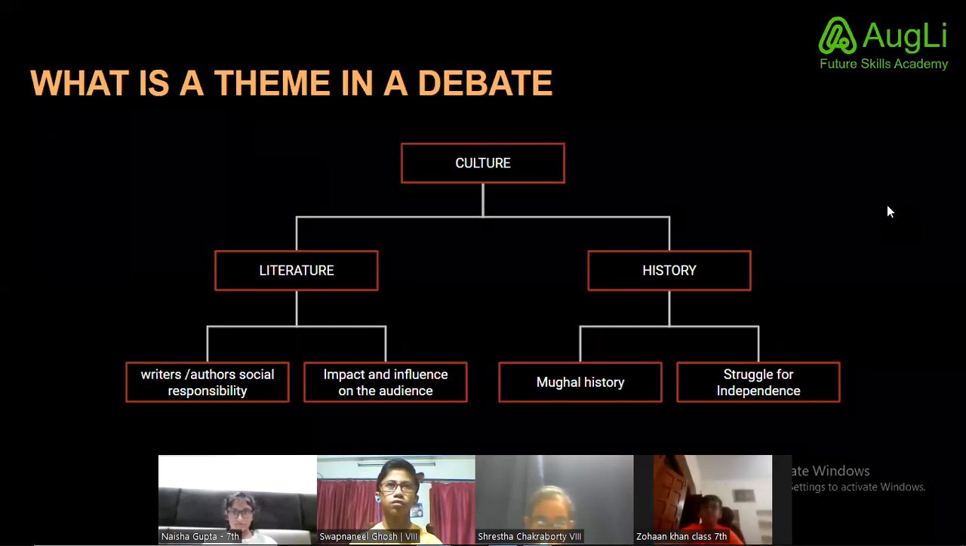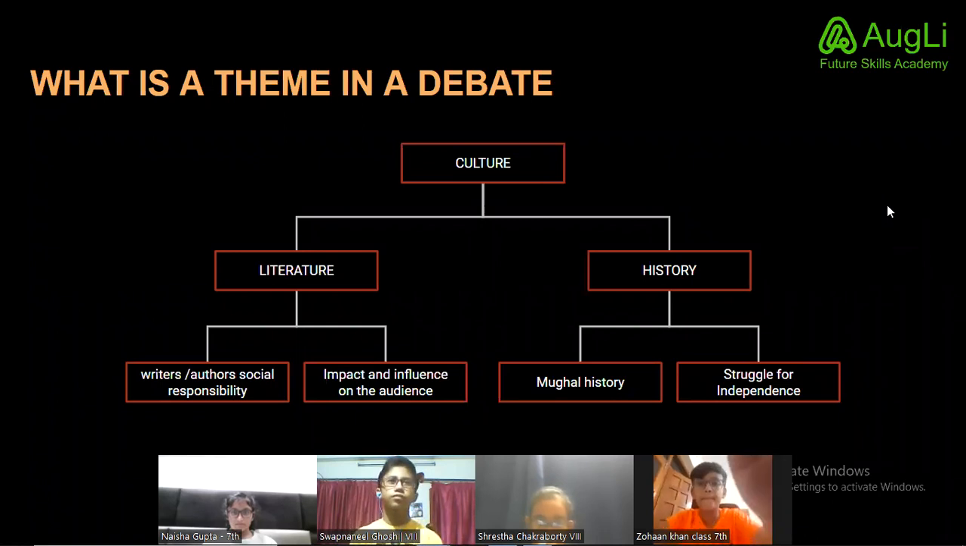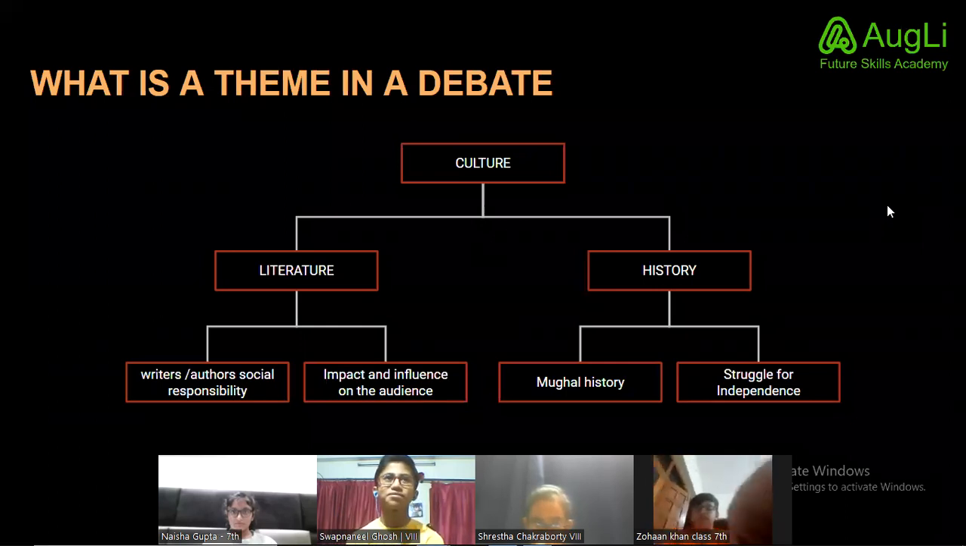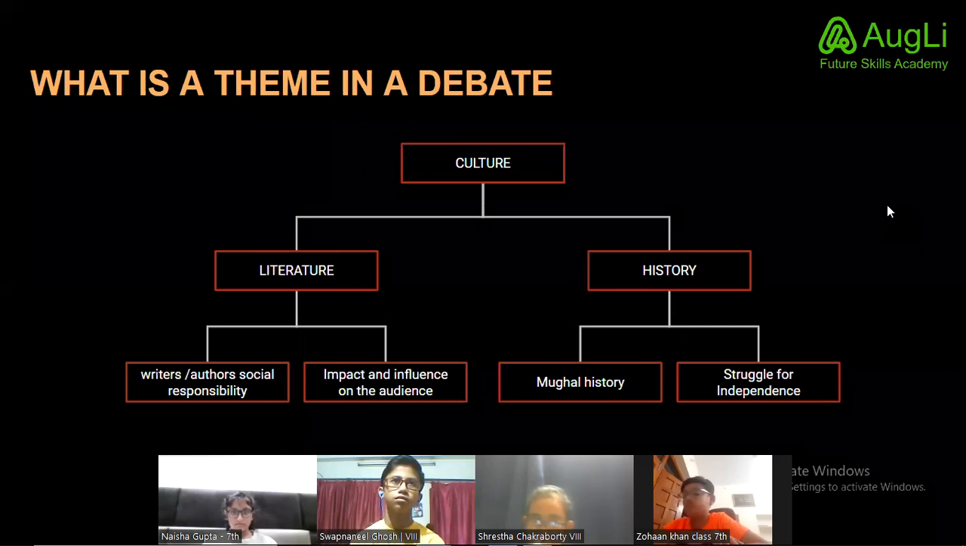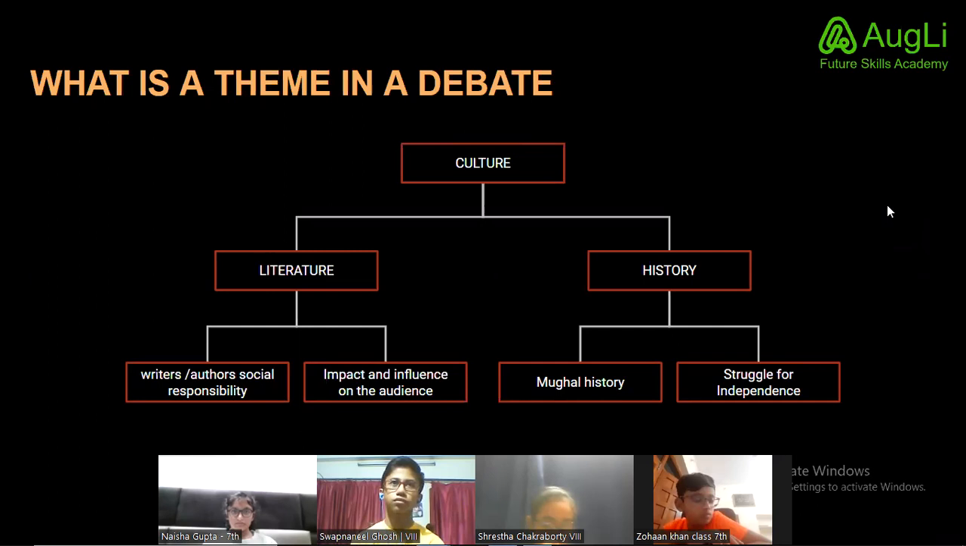So culture includes a lot of things, which means that culture in and of itself is a theme, but it would have various sub themes, various subtopics. So culture is this umbrella term, and then there are various subtopics to culture, which means there's literature, there's history, right? Like I've put it in the flow chart, and then even within literature, you could have various types of motions based on who you're approaching in literature. For example, sometimes you're approaching the writers through the motion. This house believes that Indian writers should not talk about politics. So here we're talking about the writers.